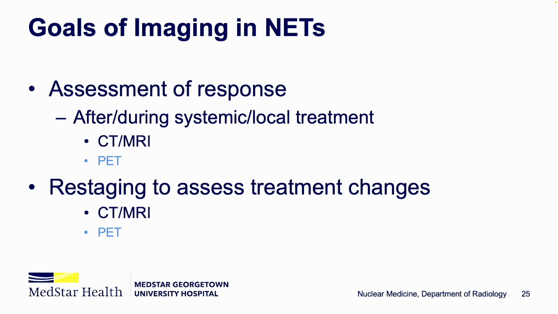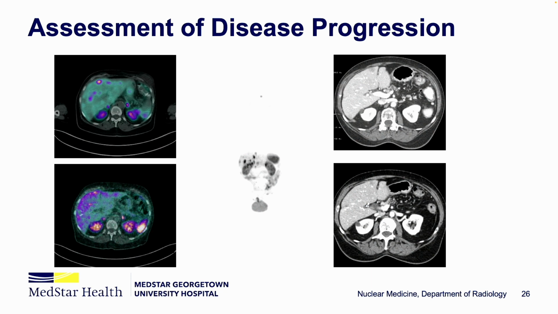Going to go a little bit faster here. We can use PET, just like we use CT or MRI, to see how the tumor is doing while we're treating it. So we assess the response to treatment after either systemic treatment like Lutathera or chemotherapy, or after local liver treatments. This is a patient that had small lesions in the liver. On follow-up, you can see a little more clearly there are new lesions here on the PET, so PET helps with that.